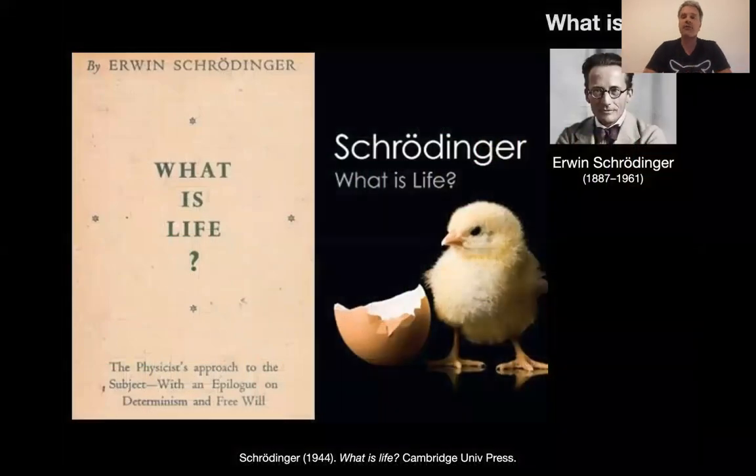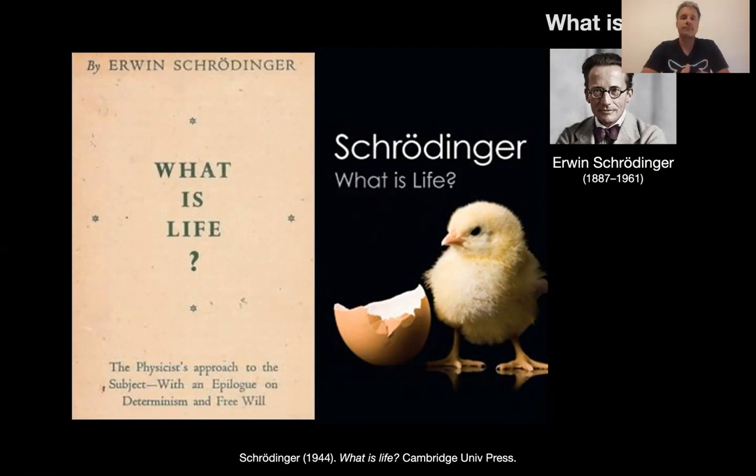Here in Austria, Erwin Schrödinger, a theoretical physicist, wrote this very famous book, which was simply called What is Life? The Physicist's Approach to the Subject, with an epilogue on determinism and free will. A very interesting book, by the way. And so Schrödinger, I love this picture with the chicken and the egg. It has nothing to do with the chicken and the egg, really.